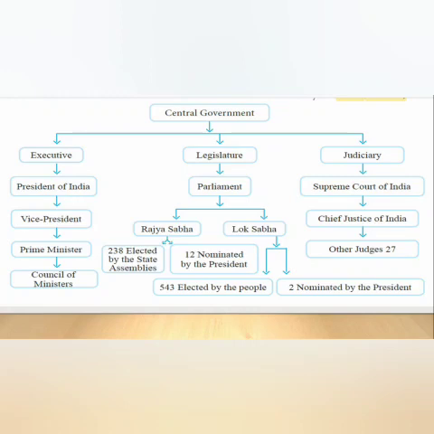Central government has executive, legislature, judiciary. Under executive, President of India, Vice President, Prime Minister and the council of ministers. Next, legislature. Under legislature, Parliament has Rajya Sabha and Lok Sabha. In Rajya Sabha, 238 are elected by the state assemblies and 12 nominated by the president. In Lok Sabha, 543 are elected by the people and 2 nominated by the president. So the next one, judiciary. Under judiciary, Supreme Court of India, Chief Justice of India and other judges 27.